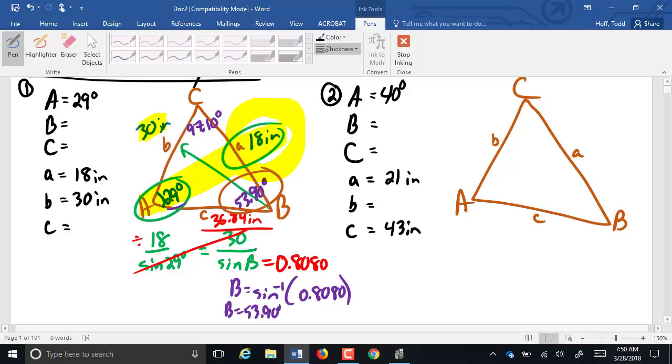Number 2 was kind of mean of me. Did anybody get an answer for it? Okay, well, that's good. Number 2 is not the nicest thing I've done to you this week.